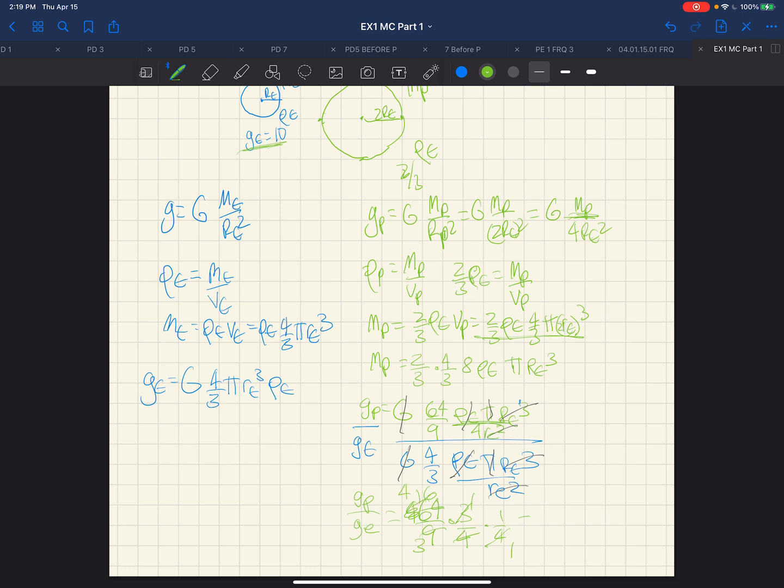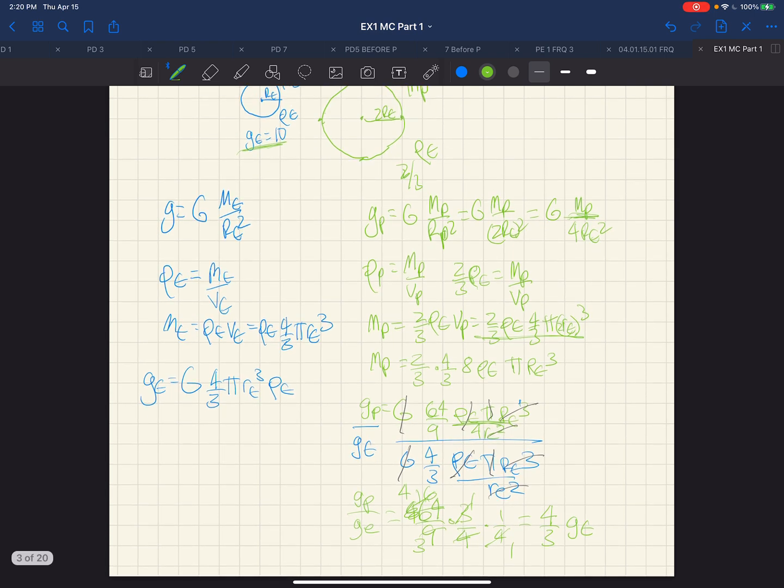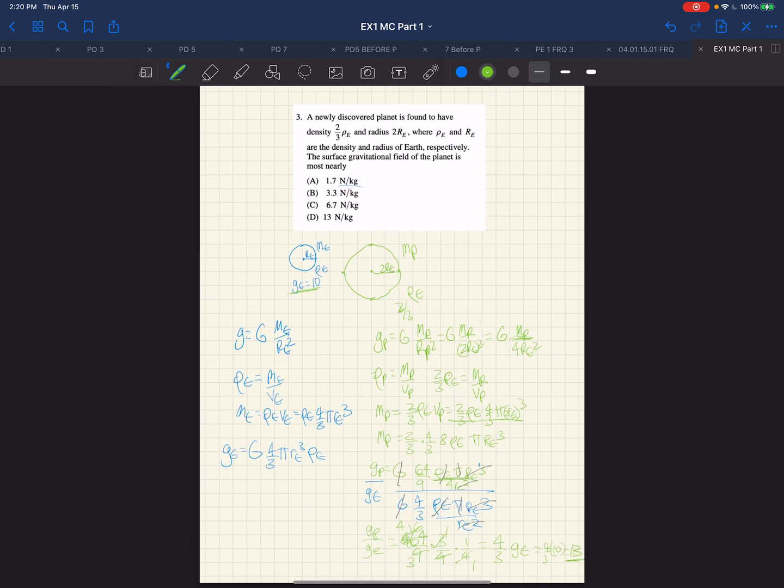So that gives us 4/3 GE. Well, GE is 10, and that's a little over 13, giving us choice 3.